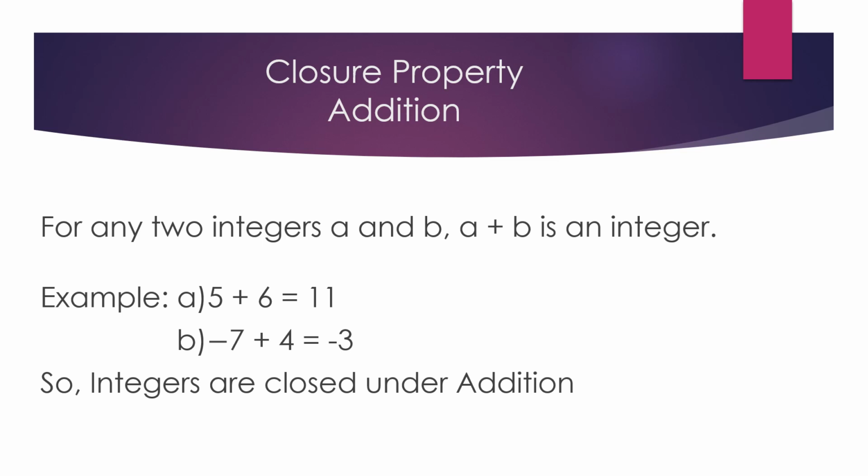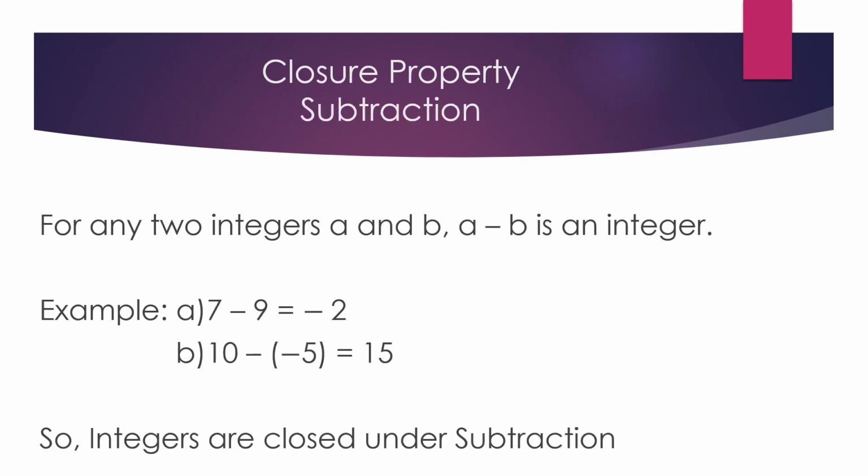5 plus 6 gives 11. Minus 7 plus 4 gives us minus 3. Here 11 and minus 3 are integers. So in both cases the result is an integer. Hence integers are closed under addition.